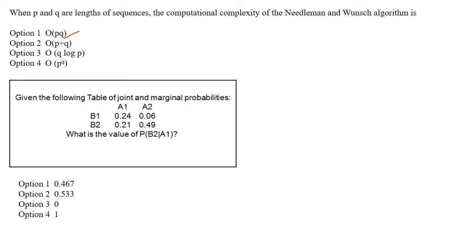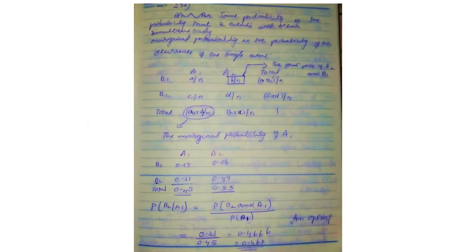Given the following table of joint and marginal probabilities, what is the value of P(B2|A1)? That I have done in the next slide. So joint probability is the probability that two events will occur simultaneously, and marginal probability is the probability of the occurrence of a single event. Now this one is the joint probability, that is A2 B1. And this one, that is only of A1, is the marginal probability of A1. This is the joint probability of A2 and B1.